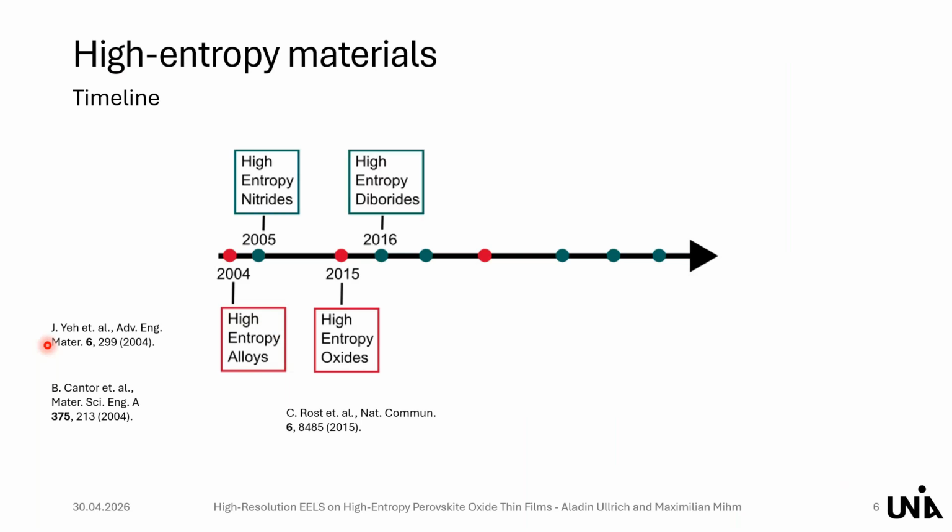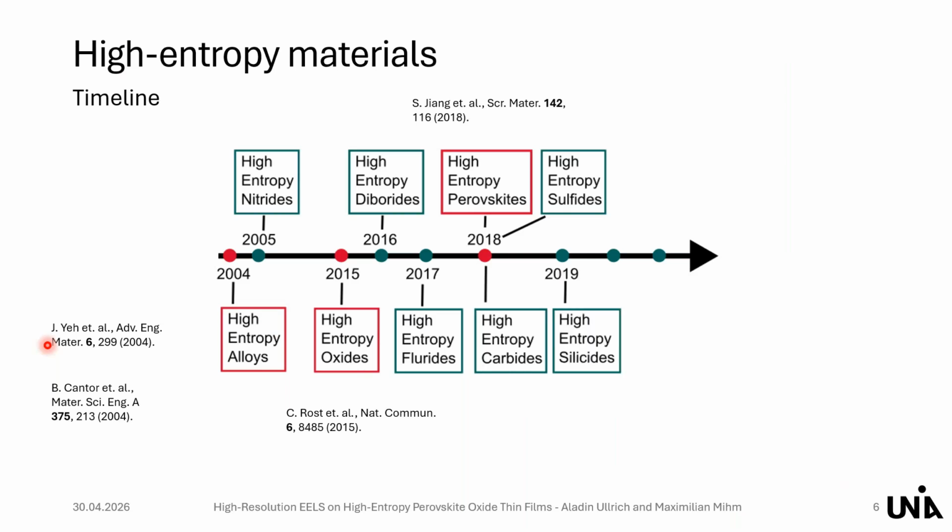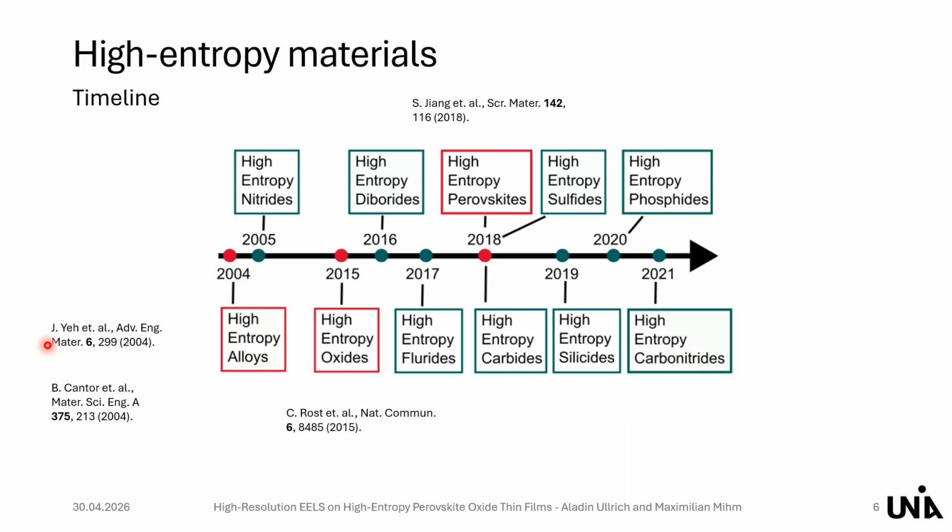And in 2016, already high entropy diborides were synthesized, and in 2017, high entropy fluorides. Then 2018 was a big year for the high entropy concept because the high entropy perovskite oxides were first synthesized. And in the same year, also high entropy carbides and high entropy sulfides were synthesized. Then in 2019, high entropy silicides, in 2020, high entropy phosphides, and in 2021, high entropy carbonides were first synthesized as high entropy material. So what we can see is that a lot of material classes have been synthesized as high entropy material.